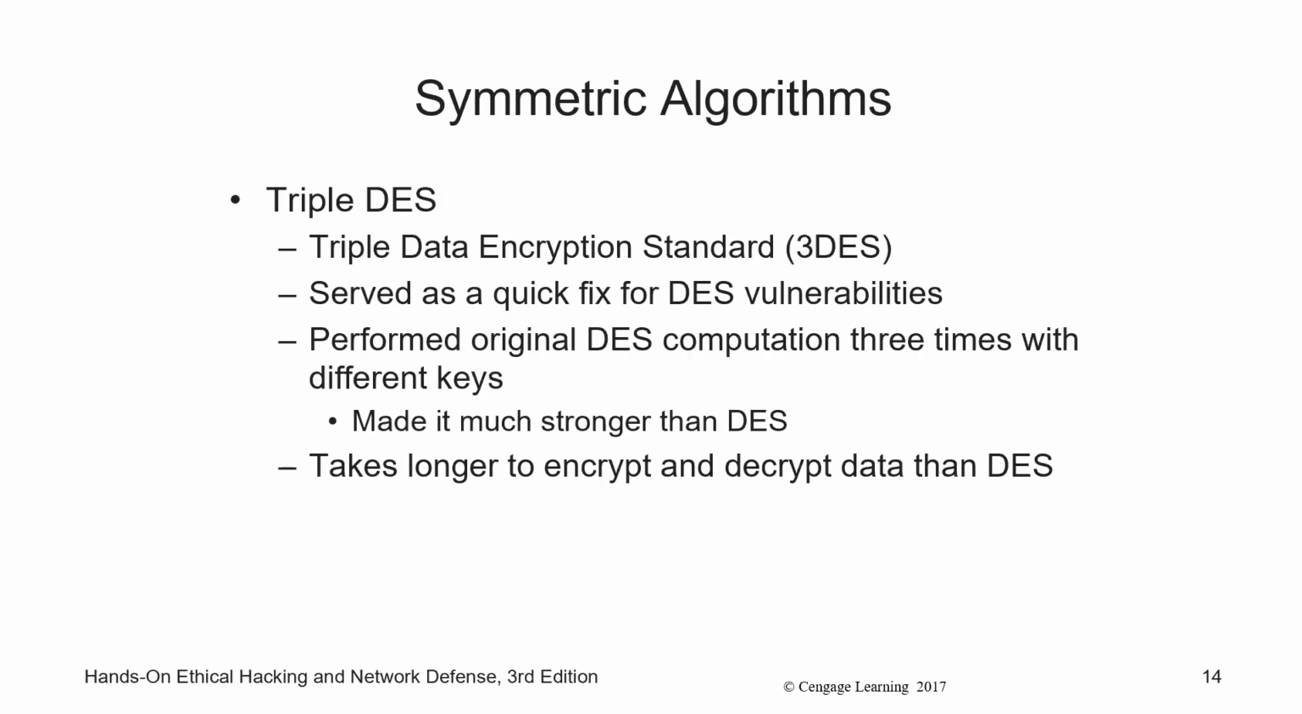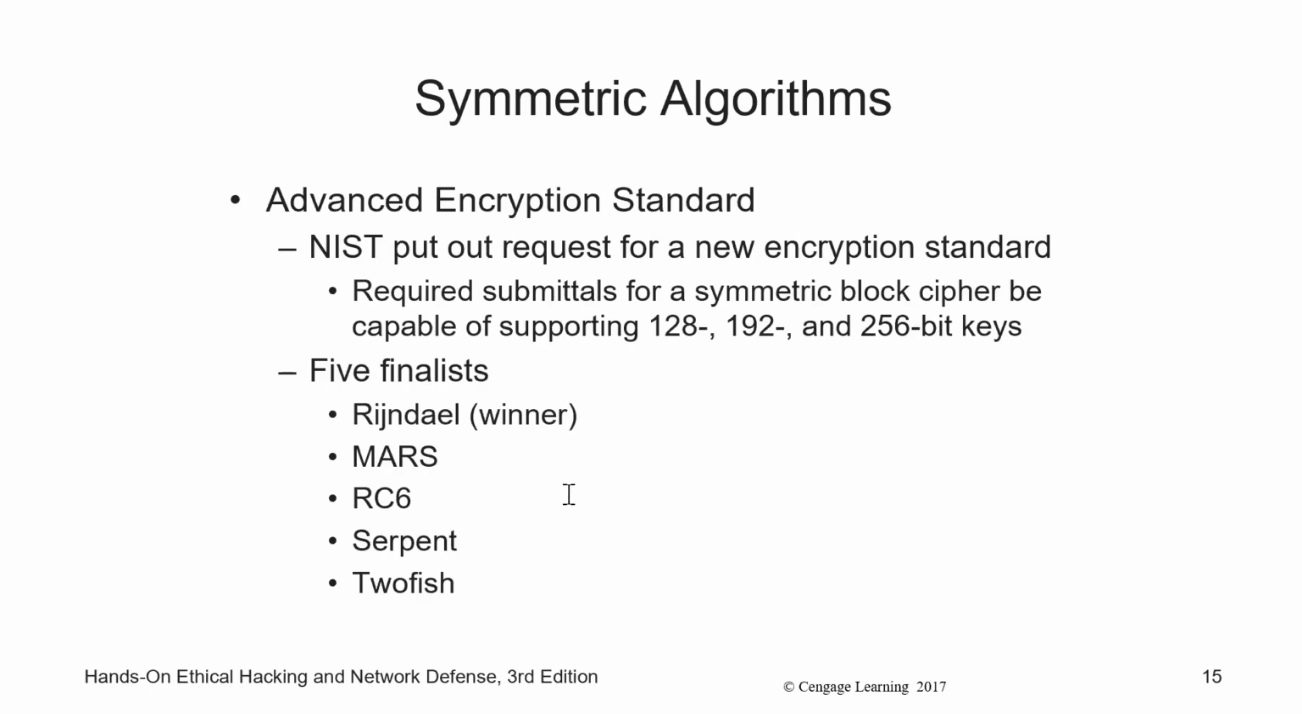Triple DES was kind of a quick fix for DES vulnerabilities, but it took a lot longer, but it was stronger than the original standard. Advanced Encryption Standard, AES, you've probably heard of. This is the newer encryption standard. There were 5 finalists. Rijndael was the winner, but you've probably heard of Twofish and Serpent as well, RC6, and Mars.